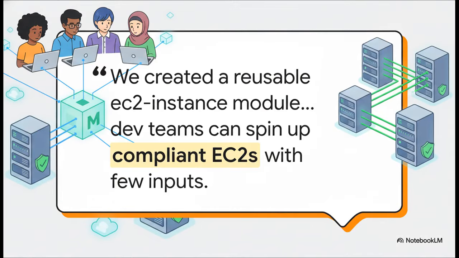And check out this real-world example because it just says it all. Imagine this. Instead of every single dev team trying to figure out how to configure monitoring, security tags, and all the right IAM roles, one central team just built a standard, company-approved module. Now, a developer can get a fully compliant, secure server just by providing a couple of input variables. That is the incredible power of abstraction in action.